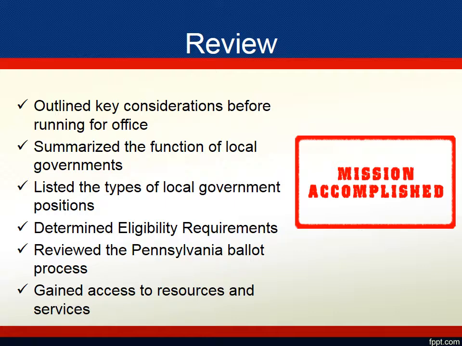Now that we have come to the end of the presentation, here are the goals we accomplished. We outlined a list of factors to consider before running for office. We summarized the function of local governments. We learned about the types of local office positions and their responsibilities. We determined candidate eligibility requirements. We reviewed the Pennsylvania ballot process, and we gained access to resources and services to meet your campaign needs.